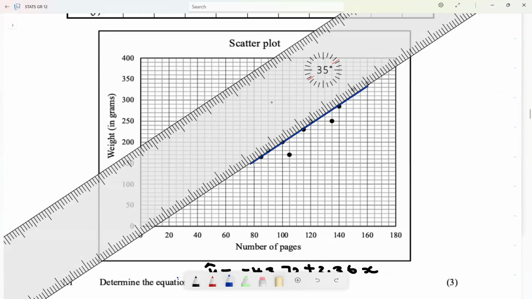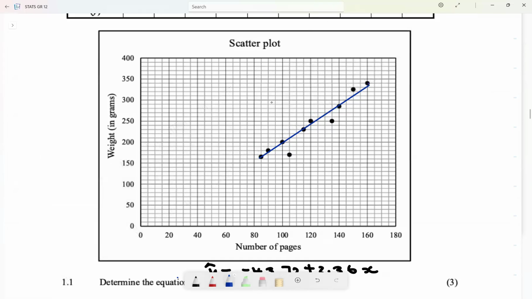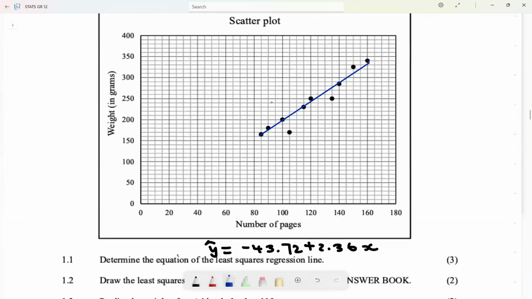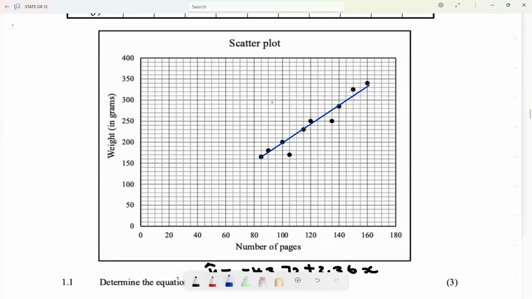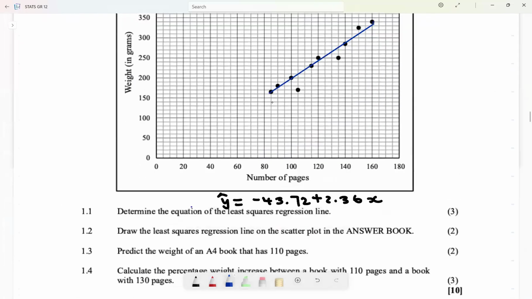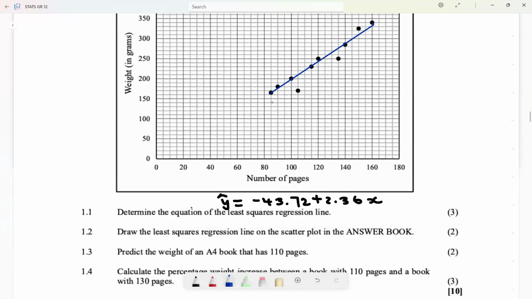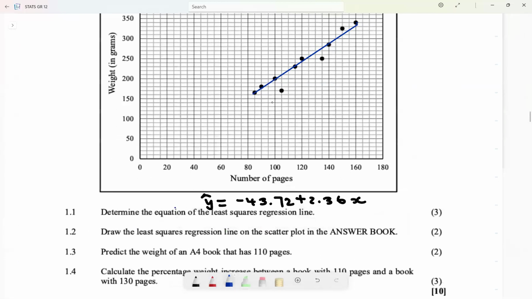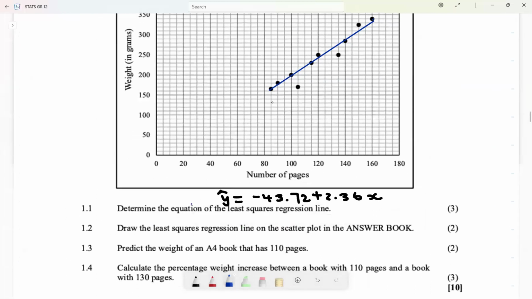Okay, let me redraw that again. I think this will be fine. So this is what I can draw for my least square regression line. And then let's answer the questions, guys. Remember, we are trying to make you see how these questions are answered. The answers that I get might not necessarily be the same as those the memo gets.